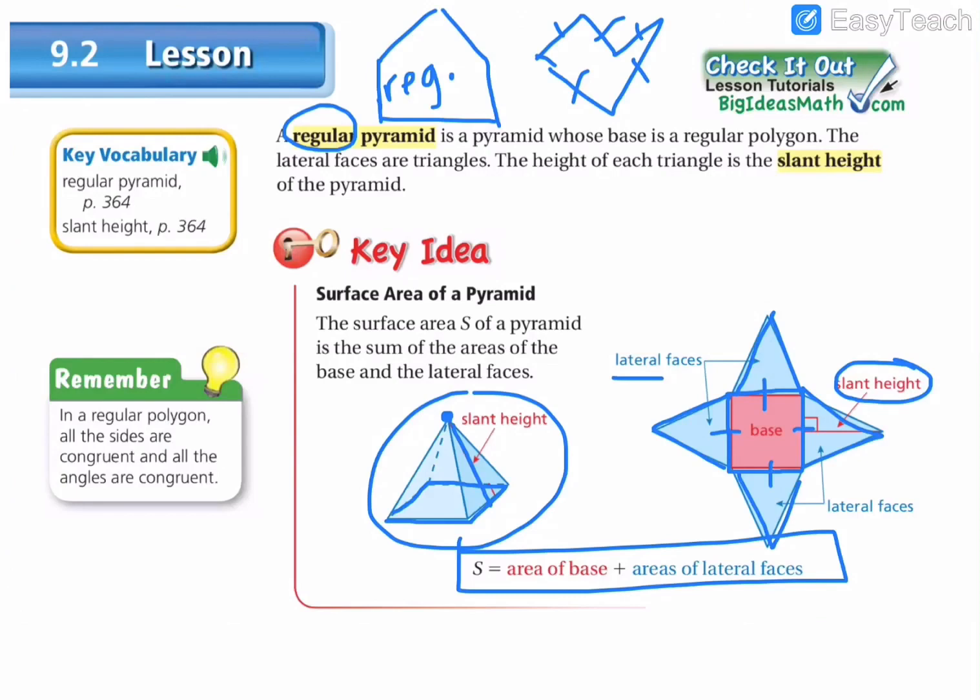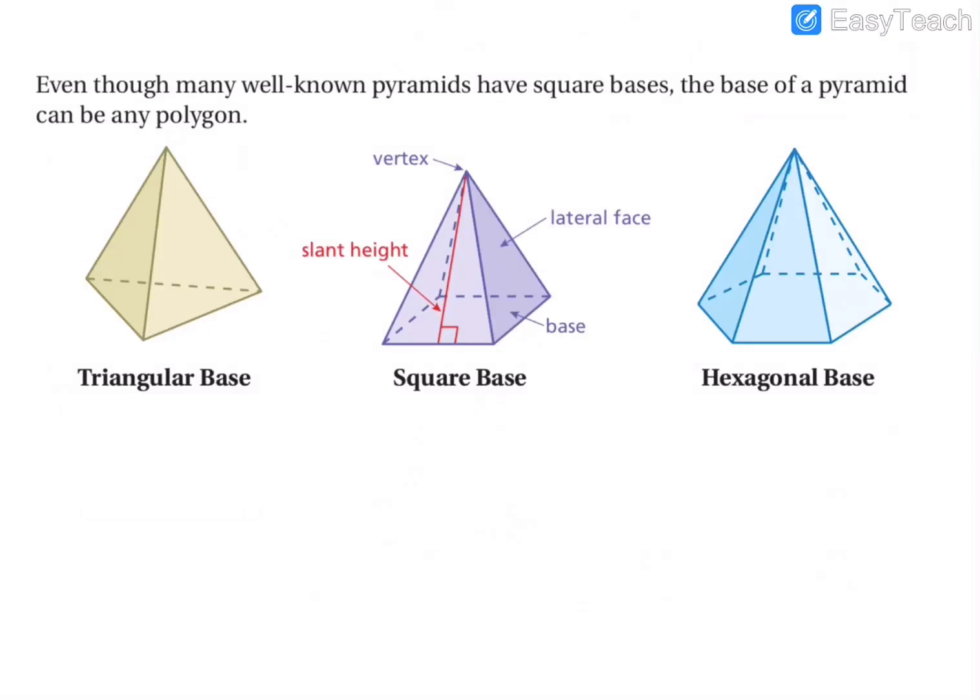So I just wanted to show you some other examples of pyramids. You could have any shape on the bottom. It doesn't have to be these three. It could be any shape, but a pyramid, you'll notice, always has triangles on the sides. The bottom is the name of the shape. So this is a triangular base, so that's called a triangular pyramid. This one has a square base, so it's called a square pyramid, but still notice that the sides are triangles.